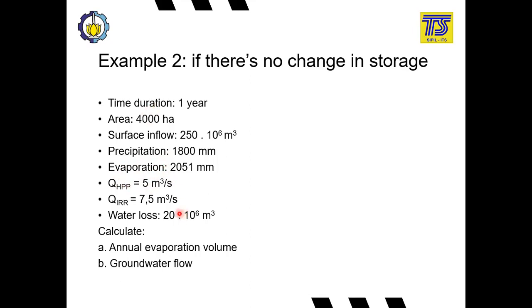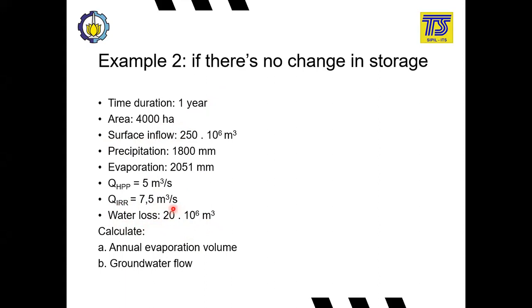And here we also have water loss, 20 million cubic meters. If we compare this water loss to our surface inflow, it's almost 10%, which is normal. So the water loss here is not water where, for example, we don't know where this water is going. No, it's not like that. We know where this water is going.